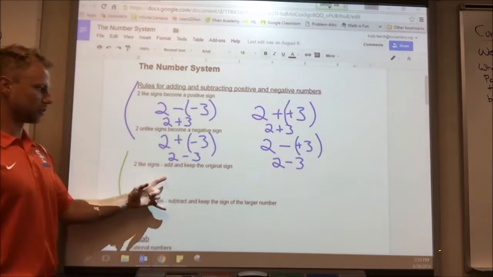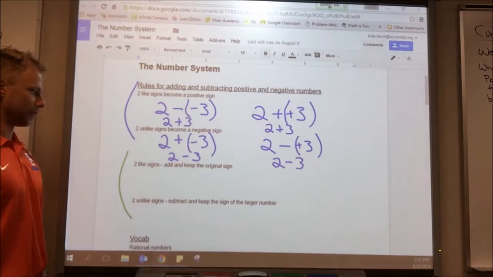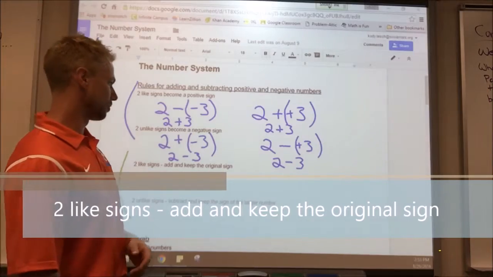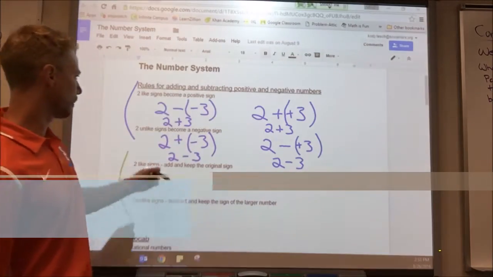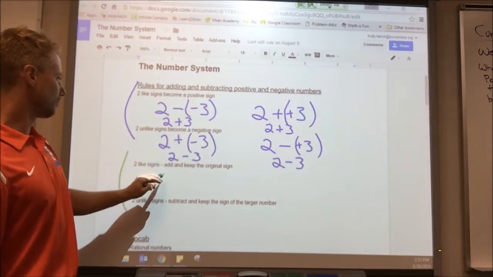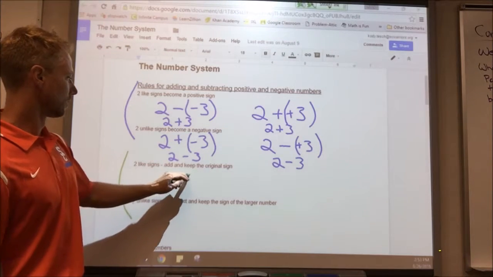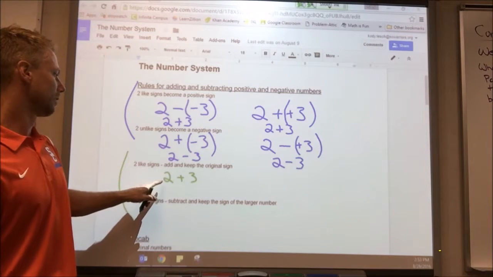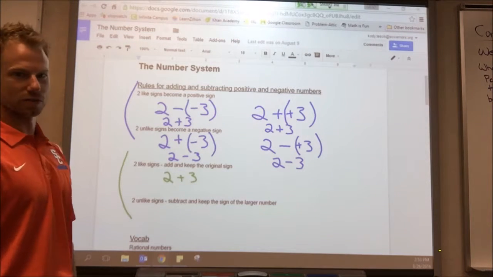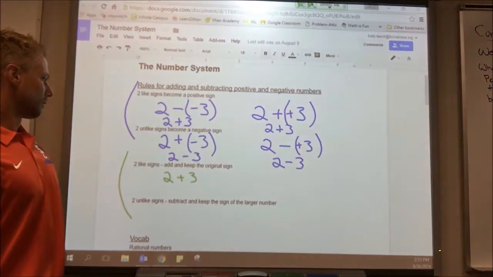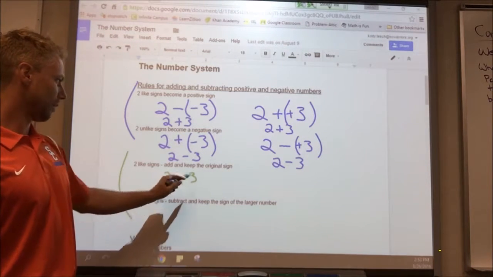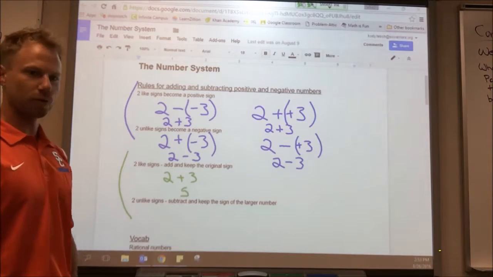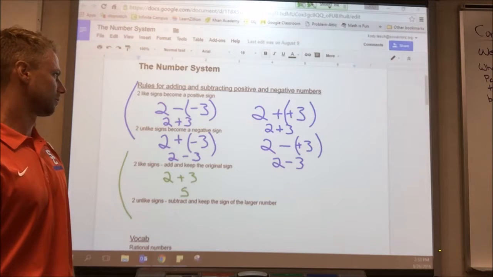The second two rules can be applied after we've done the first two. So it says two like signs, add and keep the original sign. Okay, so if I go back to this problem, we have two like signs. We have a positive 2 because there's no negative sign in front of it, and we have a positive 3 because there's no negative sign in front of it. So 2 plus 3, you add them and keep the original sign. So 2 plus 3 is 5. They're both positive, so it stays positive.